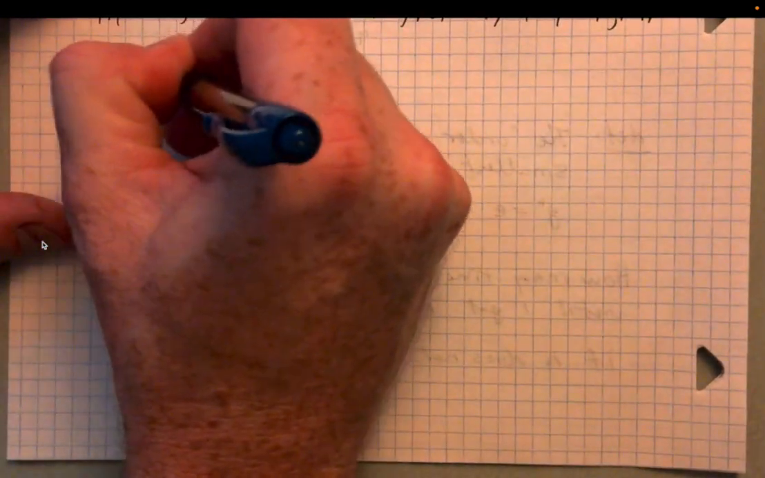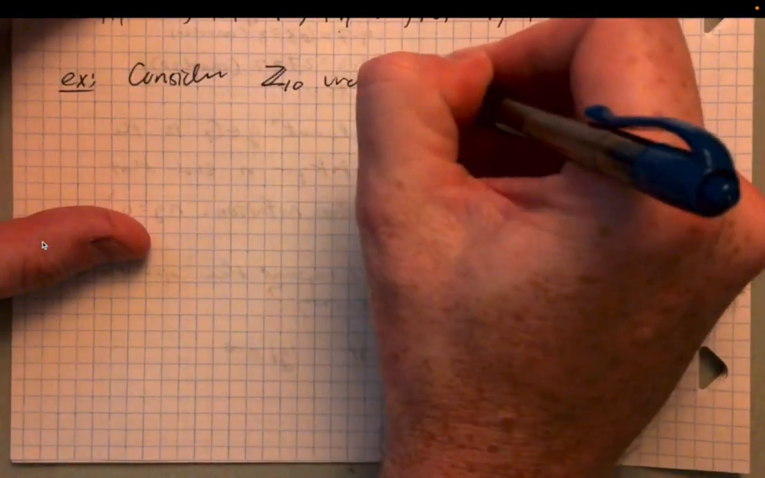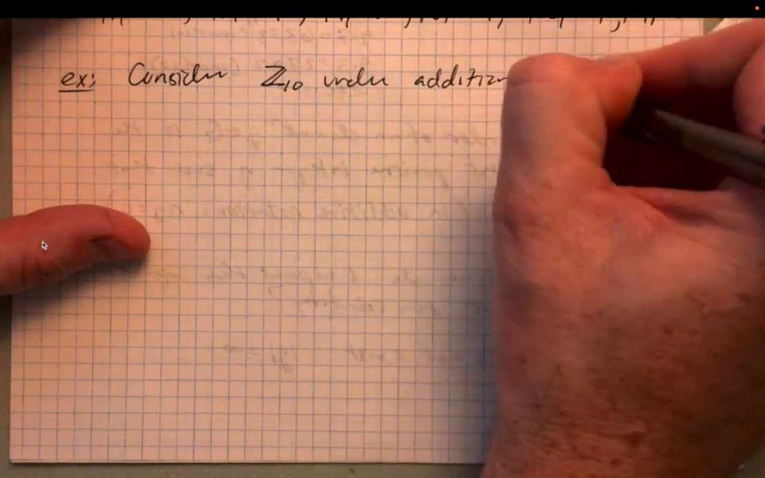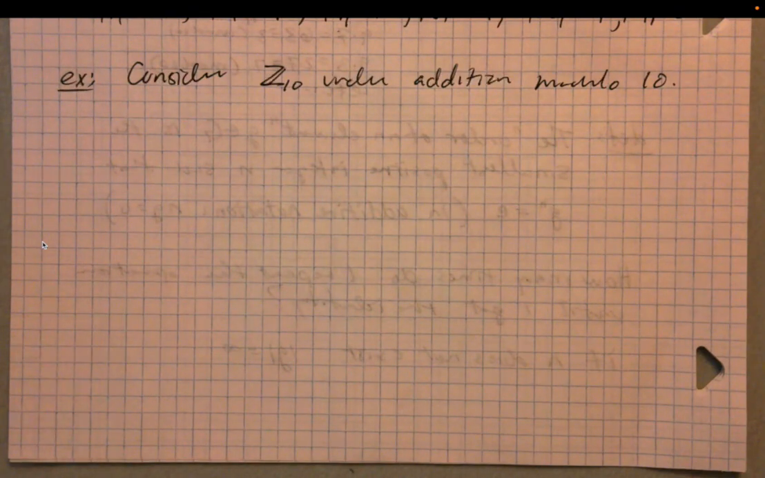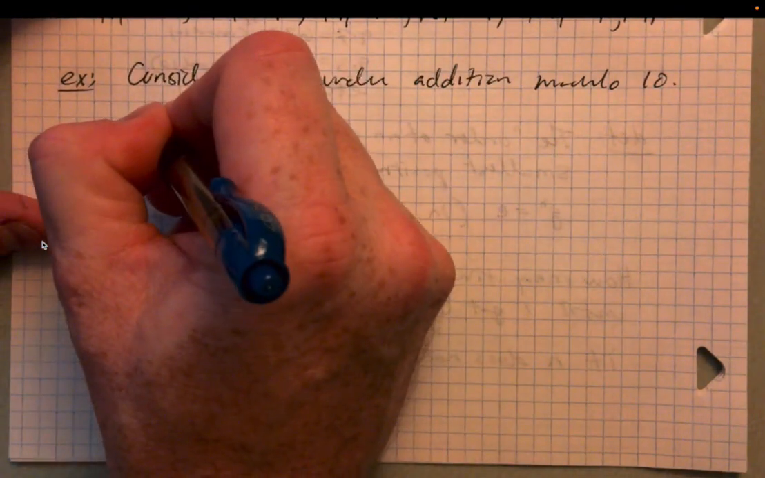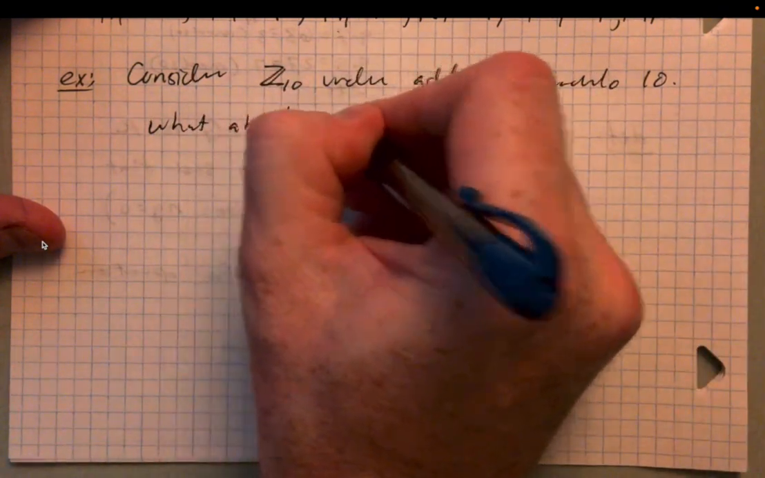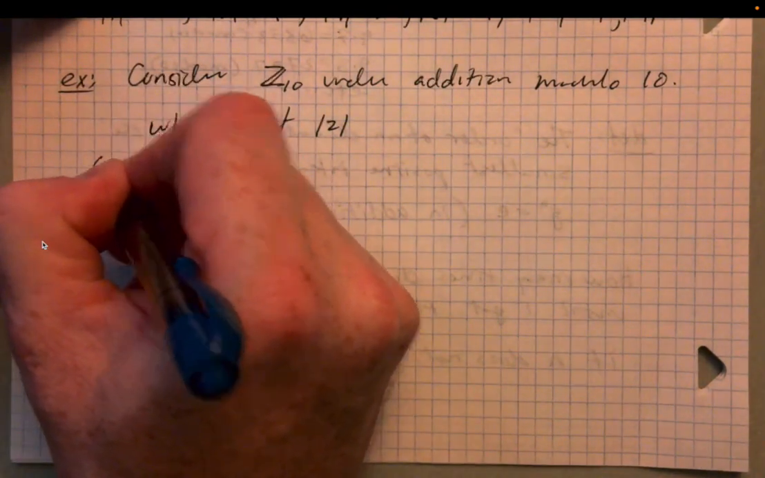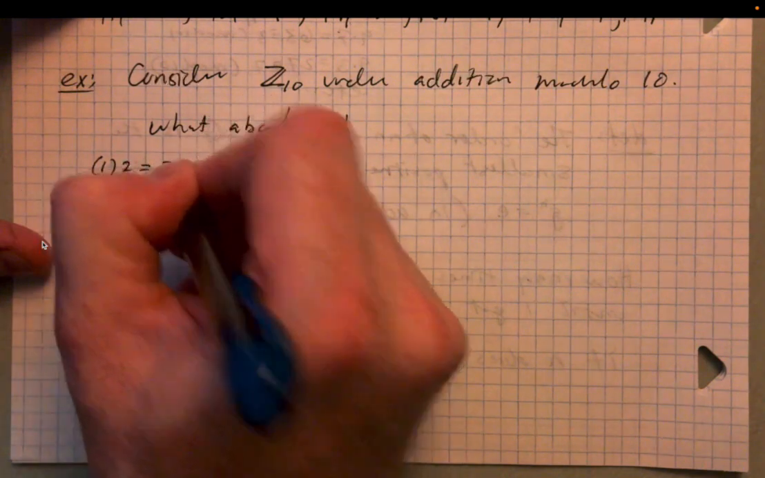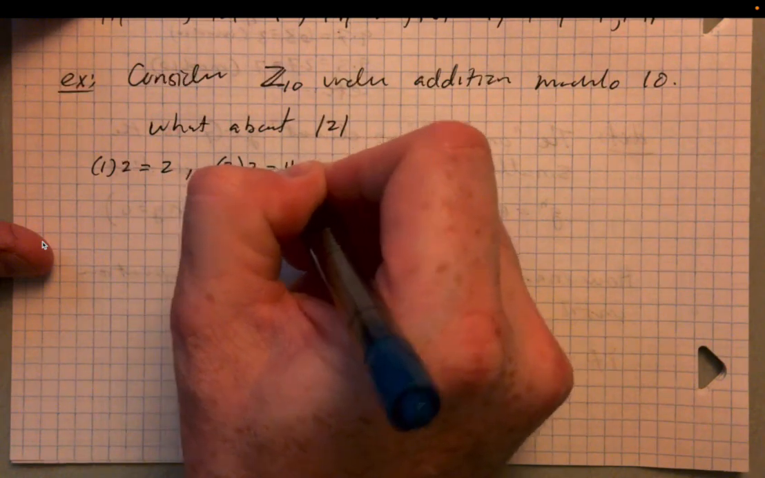So let's consider Z10. So there's the integers modulo 10. So this is addition modulo 10. Okay, and so let's look at what about the order of 2? Well, so remember, so 2 times 1 is just equal to 2. Okay, so that's not it. What about 2 times 2? That's equal to 4, so that's not it.